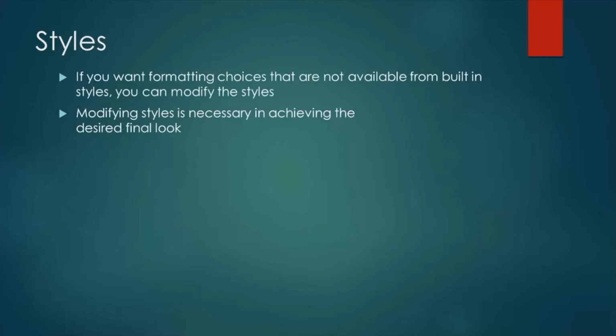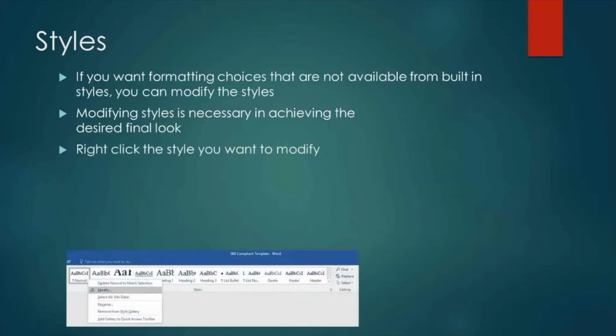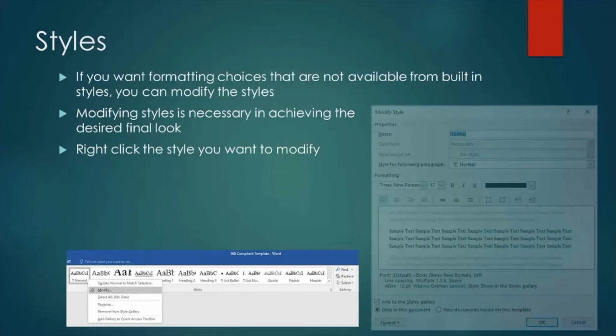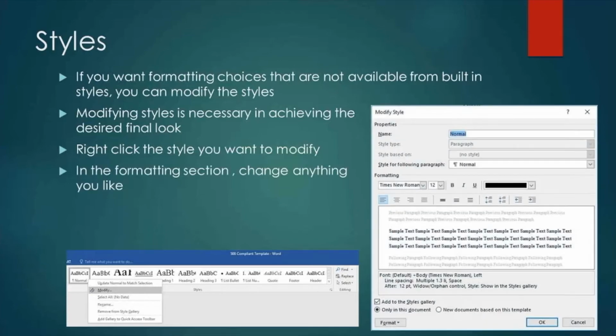And really, all you have to do to modify a style is right-click any style you like on there. Usually I start with the Normal one. I like to switch that to our NPS Rawlinson font because that's typically the font that we use for the main body of our documents. And I do that right inside this Modify Style dialog box here.